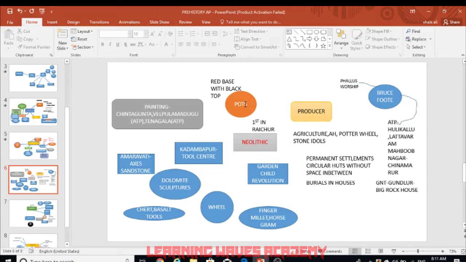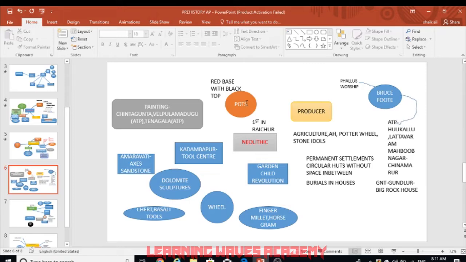Therefore pottery with red bases and black tops was found in this Neolithic age. Then after that they found the potter wheel, and after the evolution of the potter wheel, the pots were in good shape. Then they used to burn them completely, thereby giving a red color appearance. And the areas of paintings of this age are Guntur, Amravati region, Nagarjunakonda and Utnur.